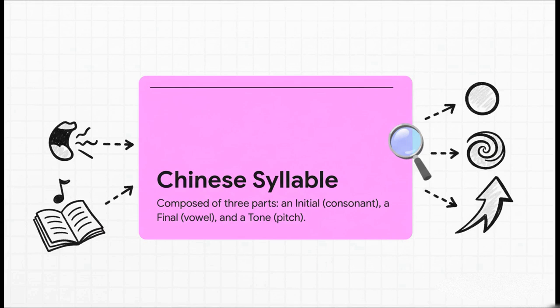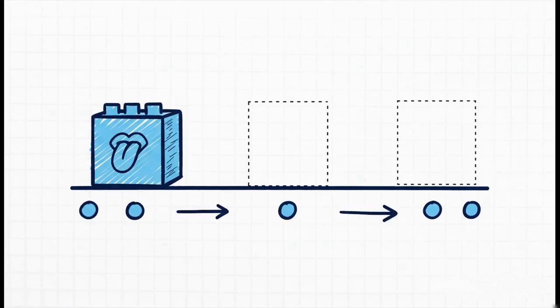Here they are. Every pinyin syllable has an initial. That's just the consonant sound you start with. Then it has a final. That's the vowel sound that comes after. And finally, the tone. And that's the musical pitch you put on top of it all. Initial, final, tone. That's the formula. Every time. You know what? Let's just build one right now, from scratch.